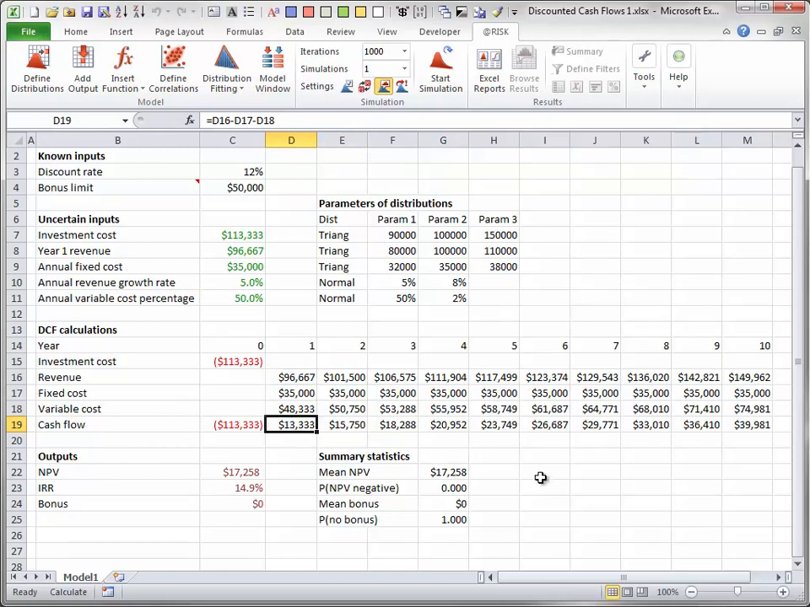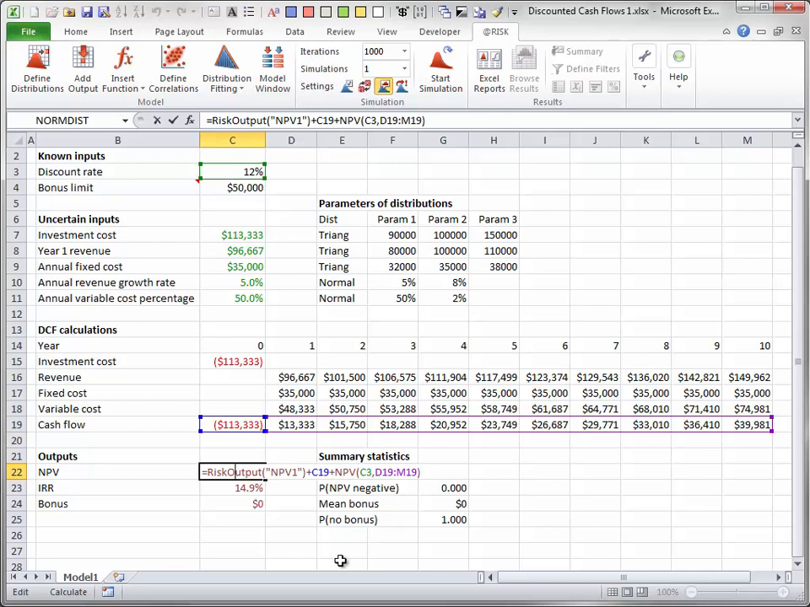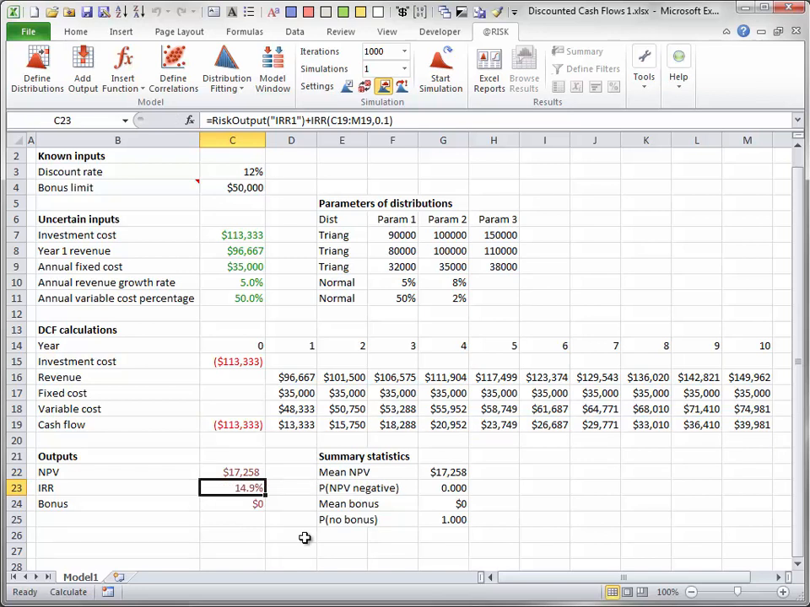The outputs include the NPV of the cash flow stream found with Excel's NPV function, and the internal rate of return found with Excel's IRR function. To illustrate a possible twist, there is also a bonus that is received if the NPV exceeds $50,000. In this case, the bonus is the NPV in excess of $50,000. Each of these three quantities has been designated as an at-risk output.